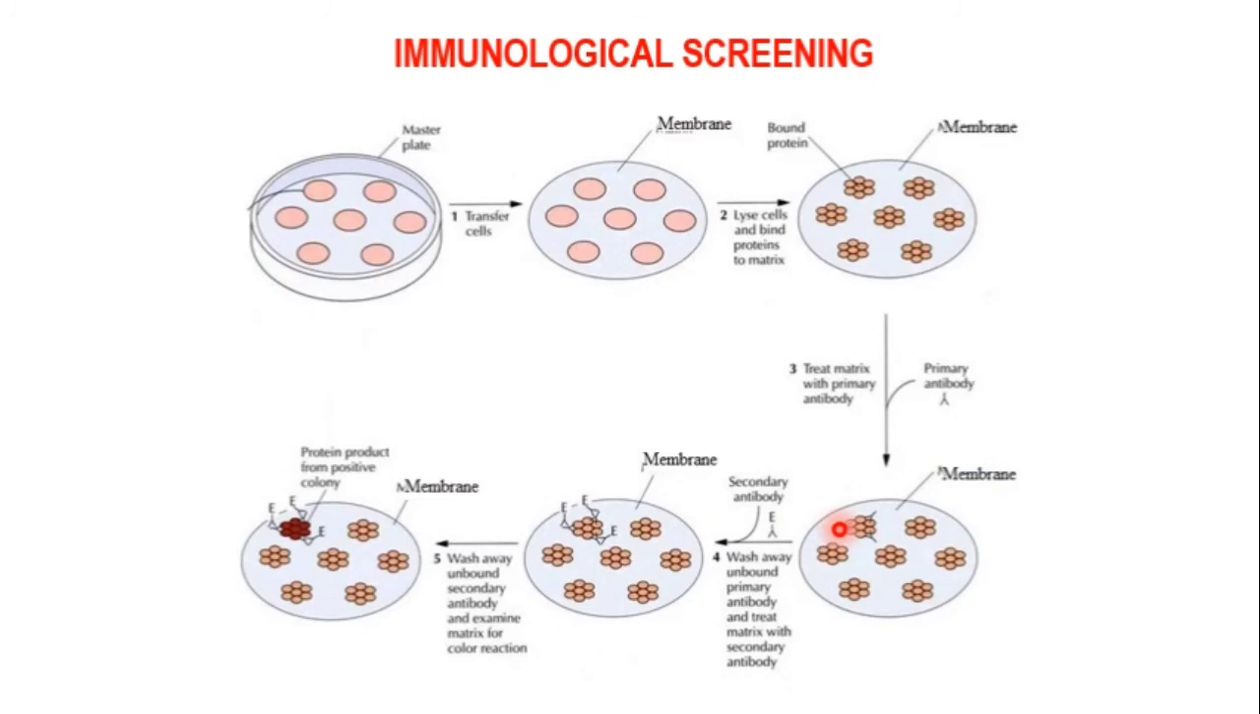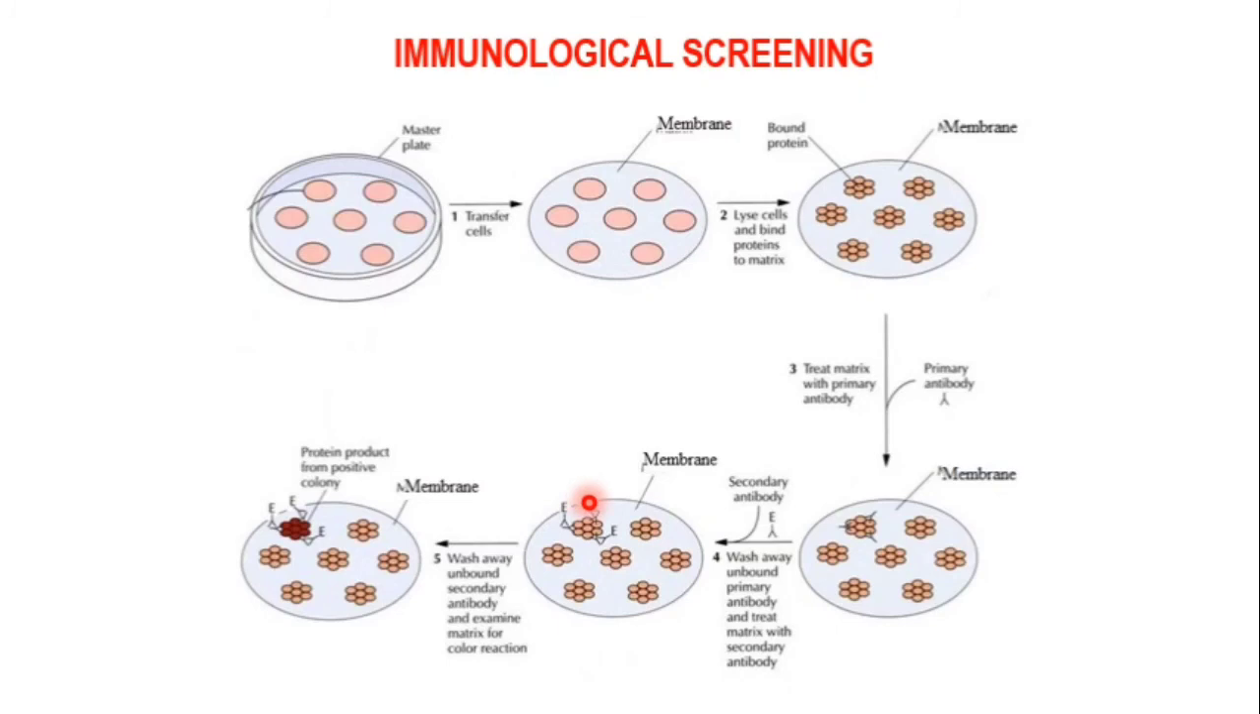The primary antibody is only present here because this is the only protein that is specific to this primary antibody. The secondary antibody is specific to the primary antibody, so it will bind on this primary antibody, the one attached to a specific protein.